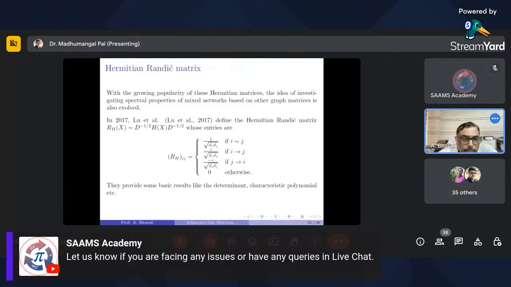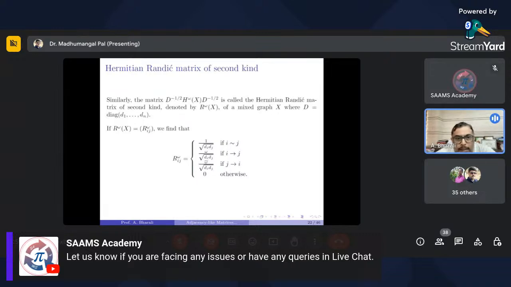So in 2017, Liu et al. defined the Hermitian Randić matrix. They extended the idea of the Randić matrix to obtain an analogous Randić matrix for mixed graphs. If there is no direction, it is just like the Randić matrix. But if there is a direction, we consider one entry to be i by square root of di dj, and the other one to be minus i by square root of di dj. So this is the whole idea of defining this Hermitian Randić matrix. Of course, it is basically for a mixed graph.